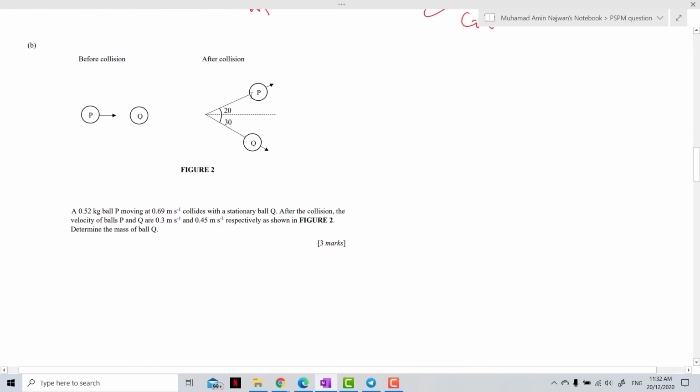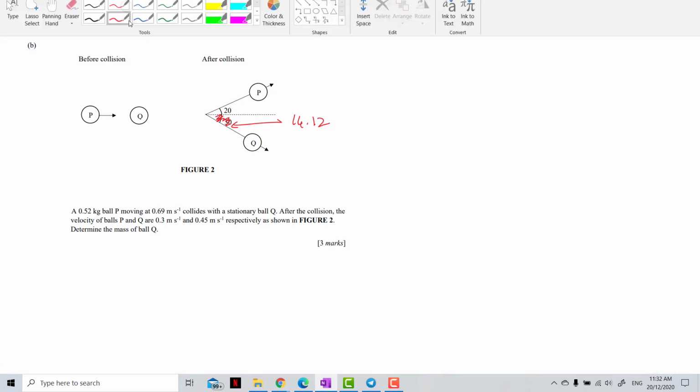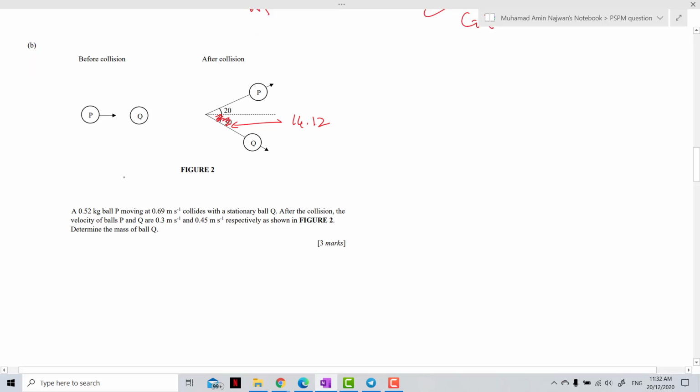Okay, question B ni sebenarnya ada kesilapan sikit kepada angle dia. Angle dia is actually 14.12. Dia punya angle lah, bukan 30 lah. There's a bit of mistake here. Okay, so doing here, a 0.52 kilogram ball P moves at 0.69, collides with a stationary ball Q.